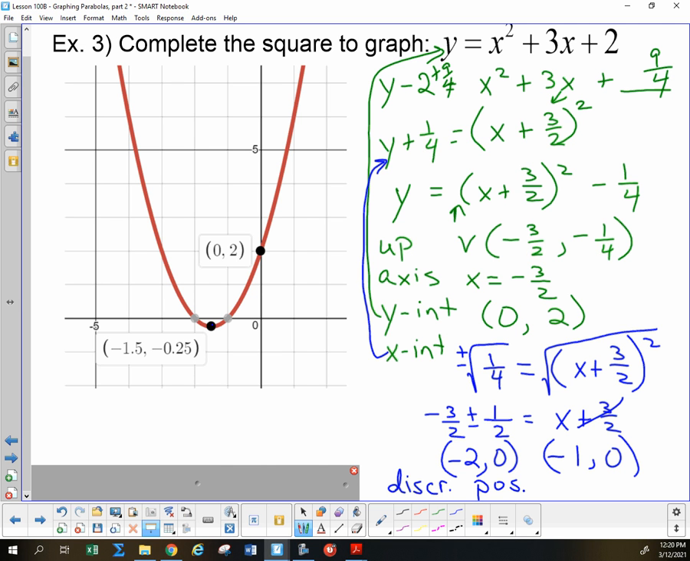Where was it? Negative 3 halves, or negative 1 1/2, negative a fourth. The calculator graph automatically did decimals on those.